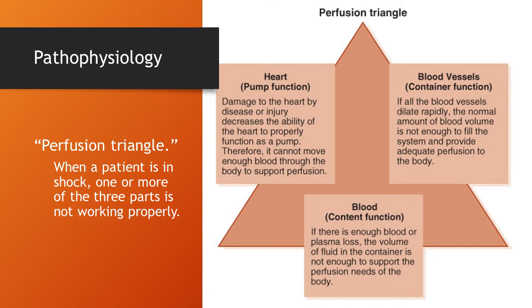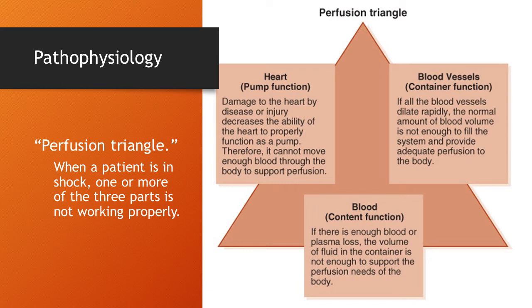Adequate tissue perfusion requires that 3 legs of a perfusion triangle all be functioning. These legs are the heart, the vasculature, and oxygenated blood. If any of the 3 legs of the perfusion triangle fail, perfusion suffers. And there are many ways that this can happen.